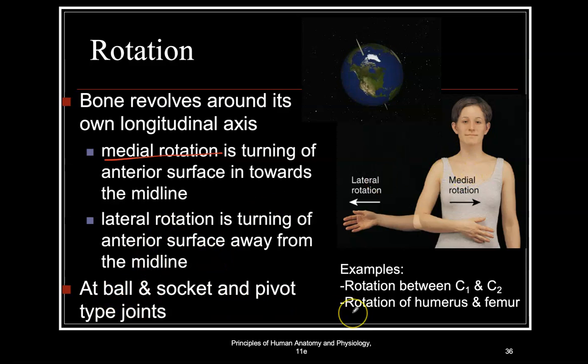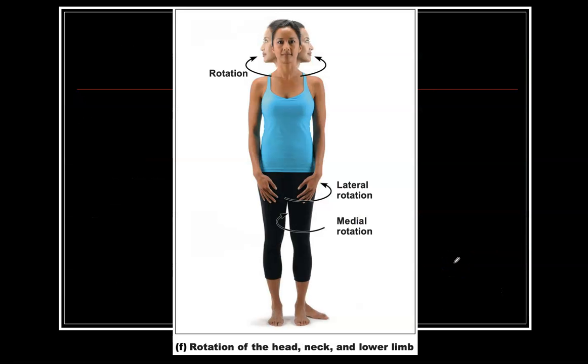And so this is going to happen at ball and socket and pivot joints, but we'll get to that. So examples here can be rotation between C1 and C2 as well. So remember the atlas and the axis, which is going to allow you to do your no movement. So at that atlantoaxial joint is going to allow you to do that no movement. That is rotation. And then a rotation of the humerus and a rotation of the femur, being the rotation at the shoulder joint and then the rotation at the hip joint.